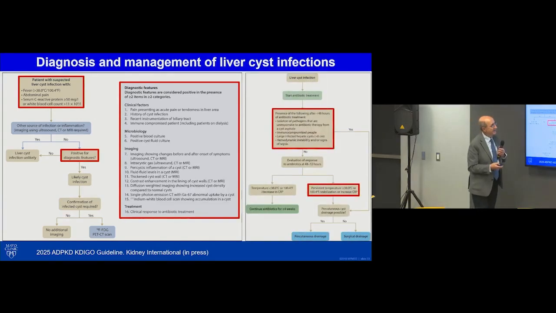And when there is a cyst infection, then you have to treat with antibiotics that have good penetration into the cyst. So ciprofloxacin, for example, has good penetration, and the treatment has to be prolonged for 4 to 6 weeks. And if there is not an early response, then sometimes it's important to have a drainage of the cyst in addition to the antibiotic therapy.